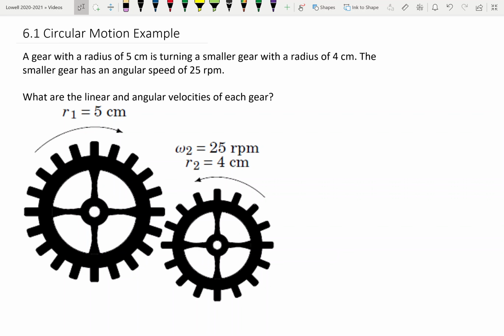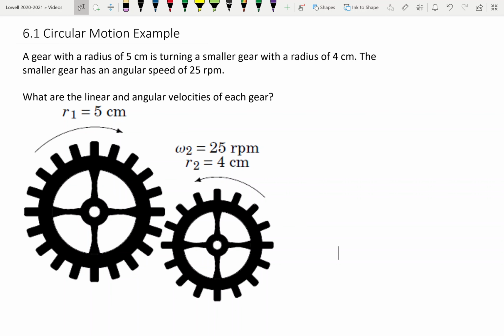Here we have a gear on the left with a radius of 5 centimeters. We don't know how fast it's turning, but it's turning the smaller gear on the right. That smaller gear has a radius of 4 centimeters, and we also know that it has an angular speed or angular velocity of 25 RPM, revolutions per minute. Question: what are the linear and angular velocities of each gear?